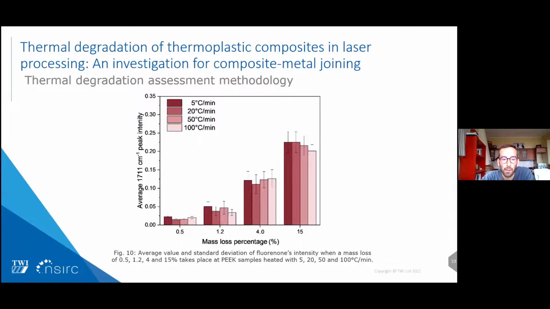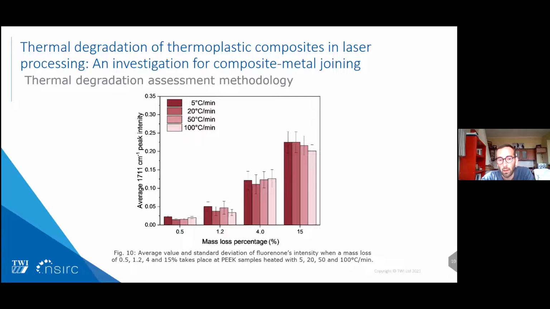We have all the results for the intensity of the fluorescent peak, the one that is correlated to degradation, for several heating rates from 5 degrees Celsius per minute up to 100 degrees Celsius per minute. You can see that for each sample, for 0.5% mass loss, 1.2%, 4%, and 15% mass loss, the intensity of the fluorescent peak is quite similar. So this shows that the intensity of this particular peak can be used as a tool for detecting the degradation and as a tool to quantify the amount of degradation that has been reached.